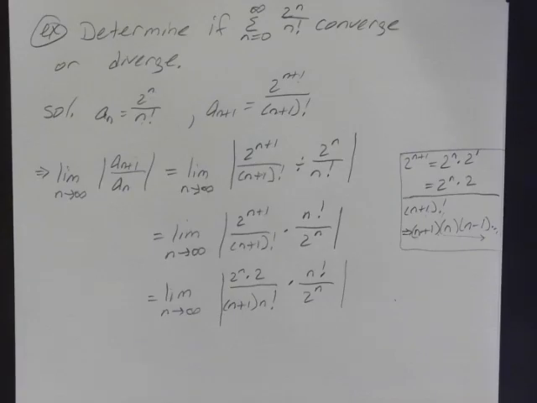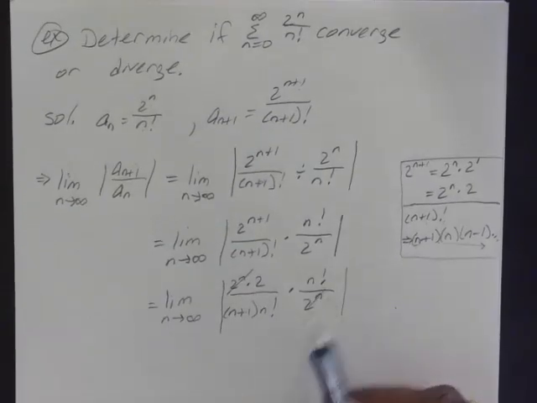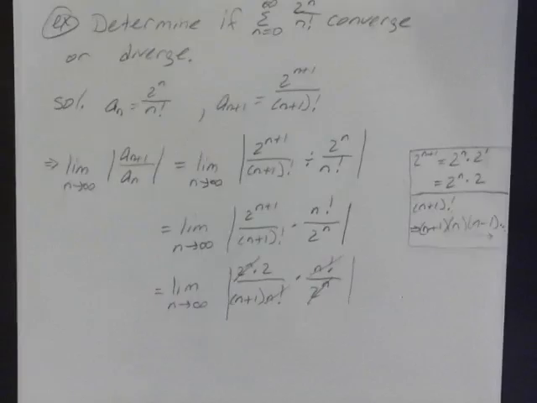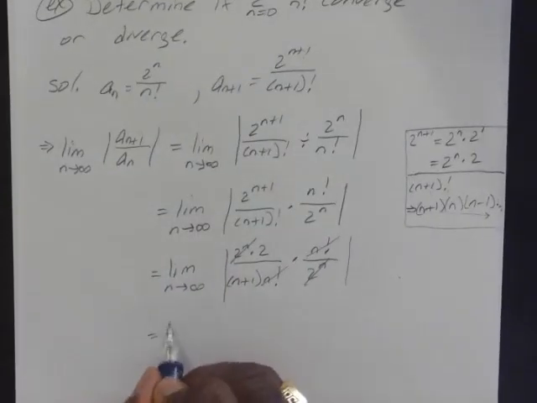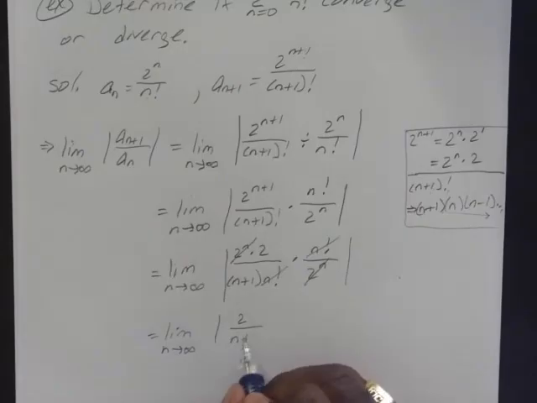So we can see here stuff just starts to cancel out. This 2 to the power of n cancels out with this 2 to the power of n. This n factorial cancels out with this n factorial. So that just leaves us with the limit as n approaches infinity of the absolute value of 2 divided by n plus 1.